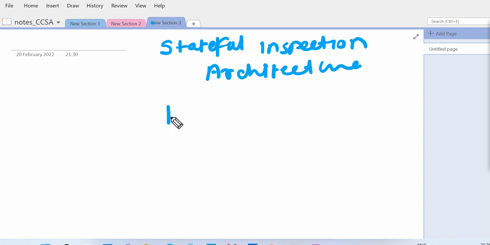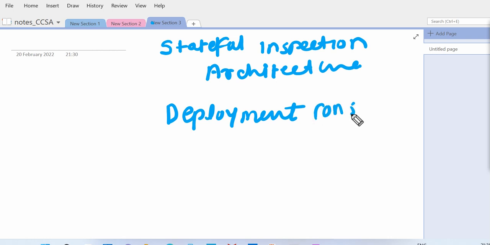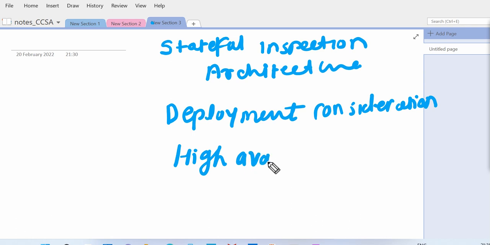Then we'll learn deployment of Check Point firewalls, components, gateways, and their considerations. And we'll see what high availability solutions are available.